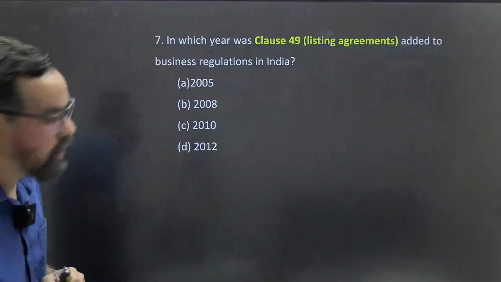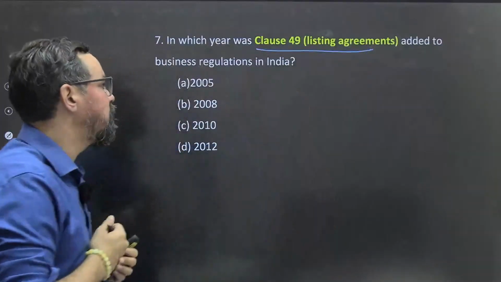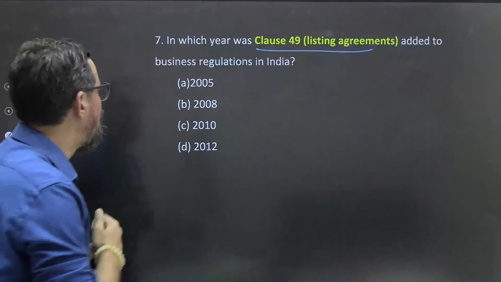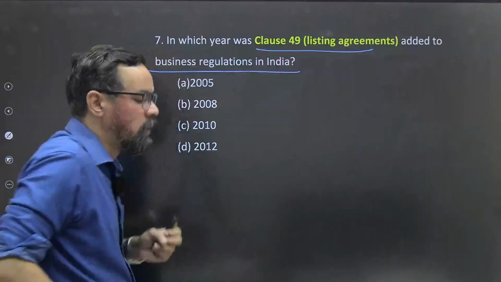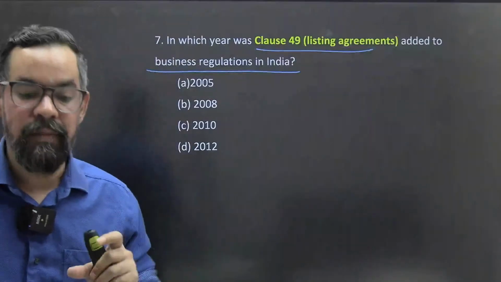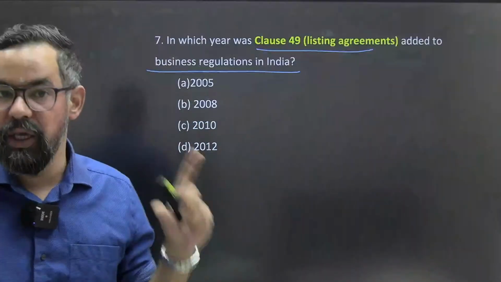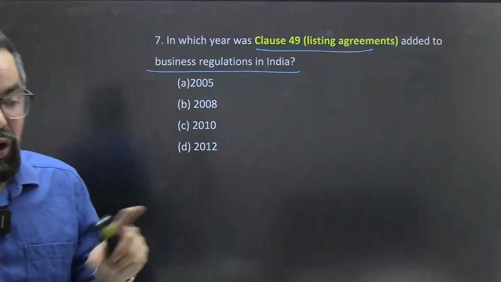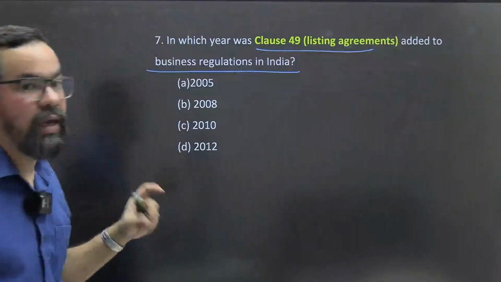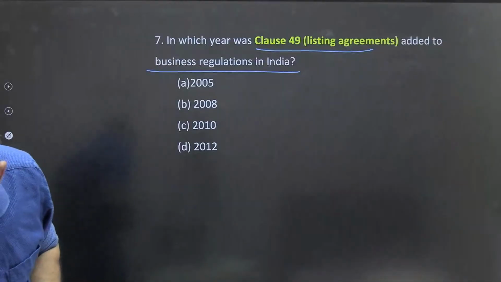Next one, guys, quickly. In which year was clause 49 of the SEBI Act, basically the listing agreements, added to business regulation in India? Corporate governance is generally regulated by SEBI, the Securities and Exchange Board of India. So clause 49 is related to the SEBI Act, the listing requirements which should be part of the businesses.